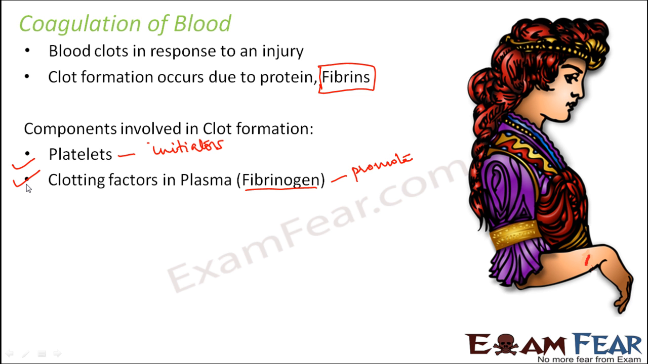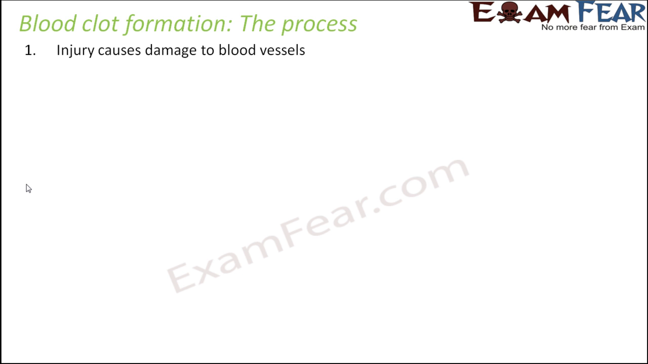So now we want to understand how exactly the clotting takes place. So we will try to understand the process now. Now what happens is that whenever there is an injury, why does bleeding occur? Like if you cut your hand, why does it start to bleed? So let me talk about two scenarios.